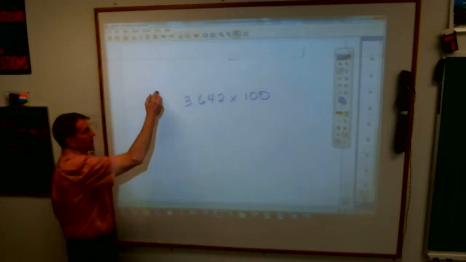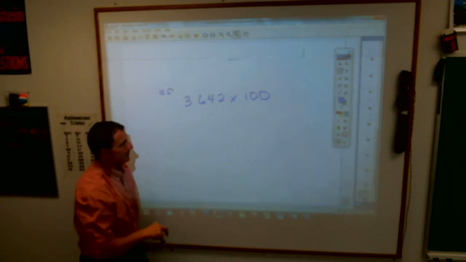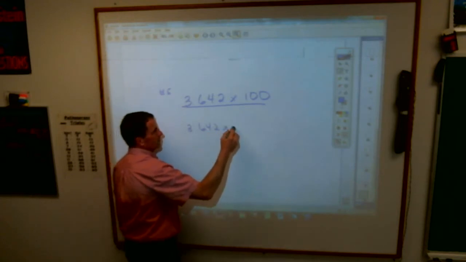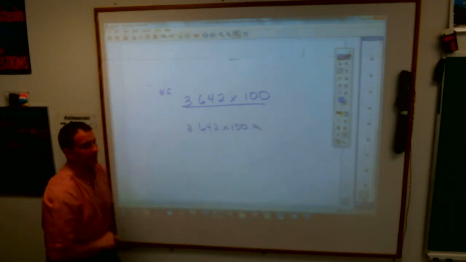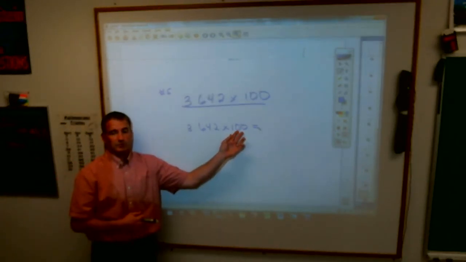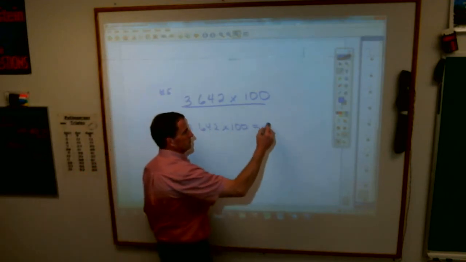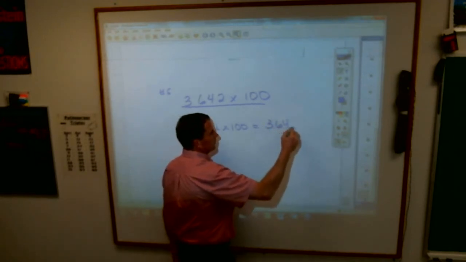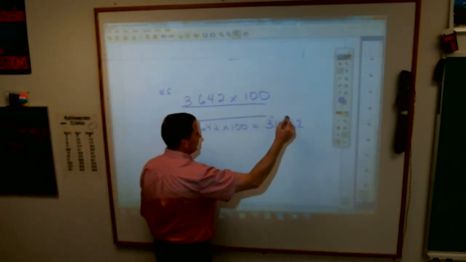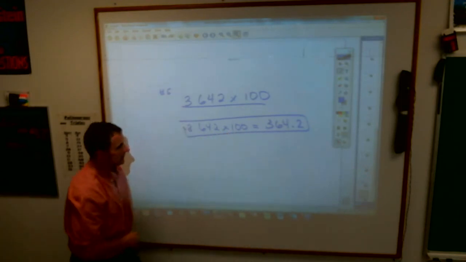So if this happens to be problem number 5 in the book, again, I don't just want to see the answer. What I want to see is this. I want you to rewrite the problem. It's just going to be 3.642 times 100. And then you just write the equal sign. If I follow the rules there, how many zeros are there? How many places do I move the decimal to the right? So where's it going to end up? Right there. 2 places to the right. So you just need to write 364.2. I need to see this on your paper. I don't want to just see this.